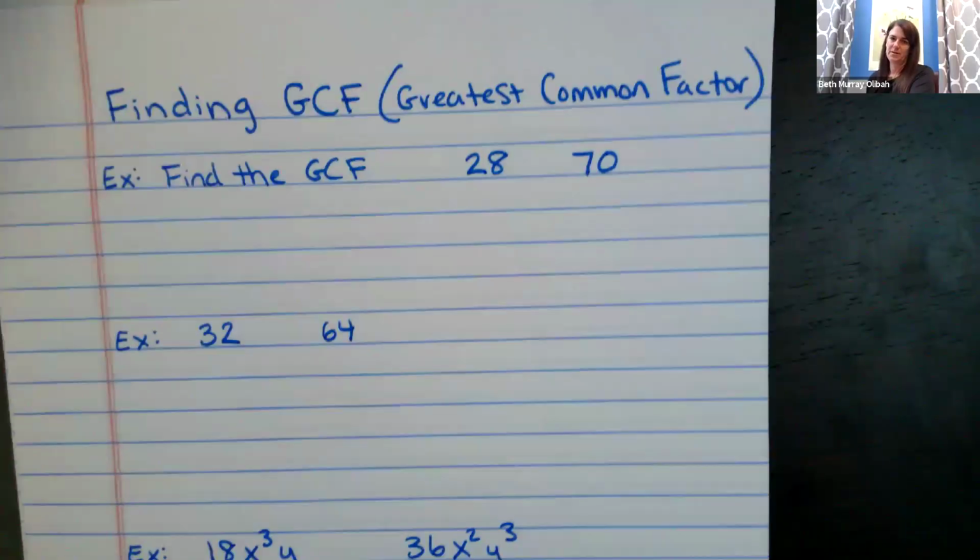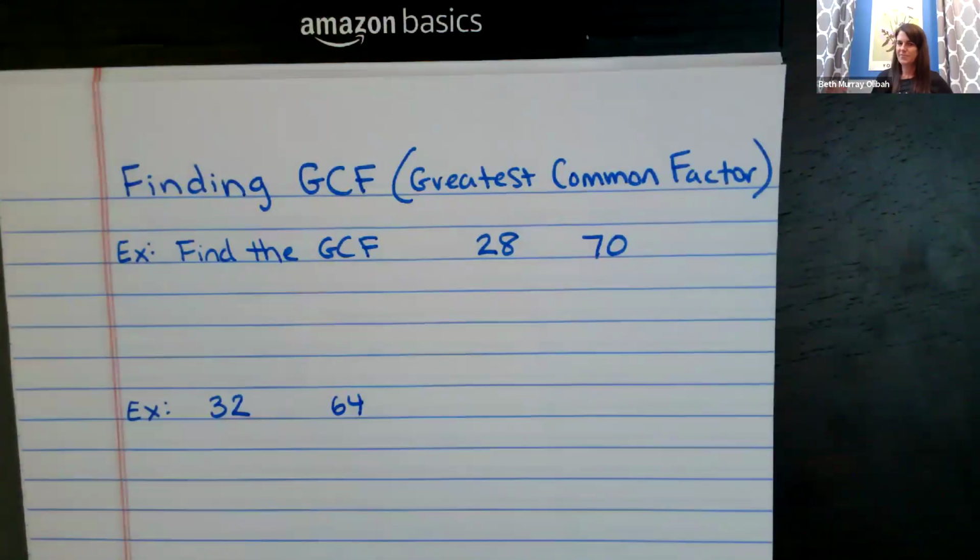All right, still working on that. We are going to do finding the GCF, which is the greatest common factor, which is very helpful when factoring. So how do you find the greatest common factor?